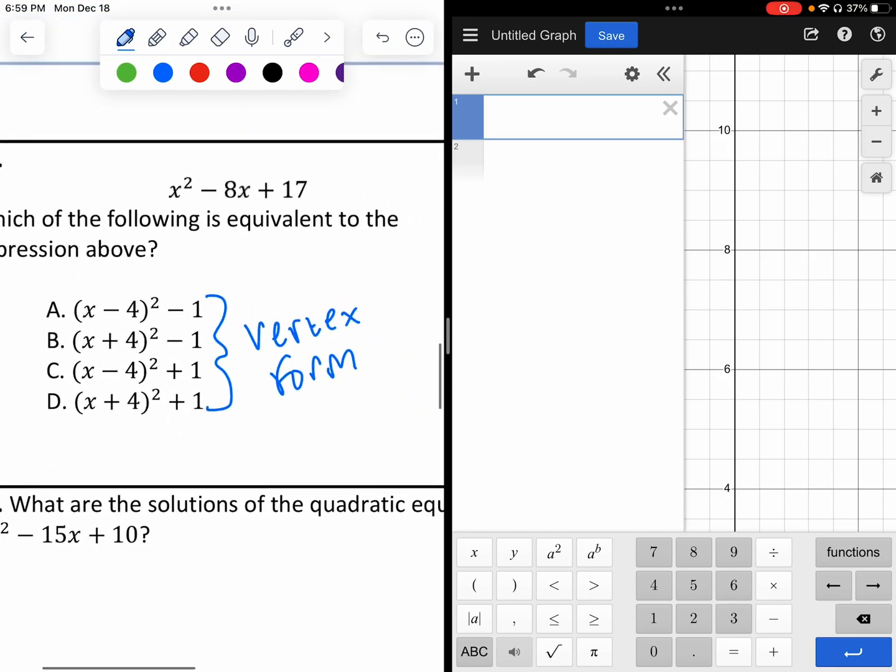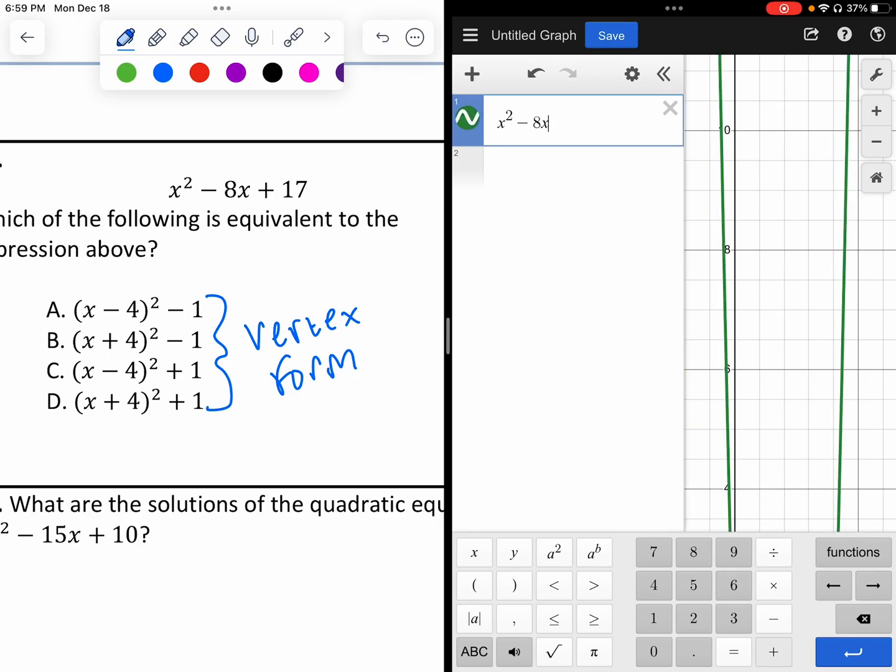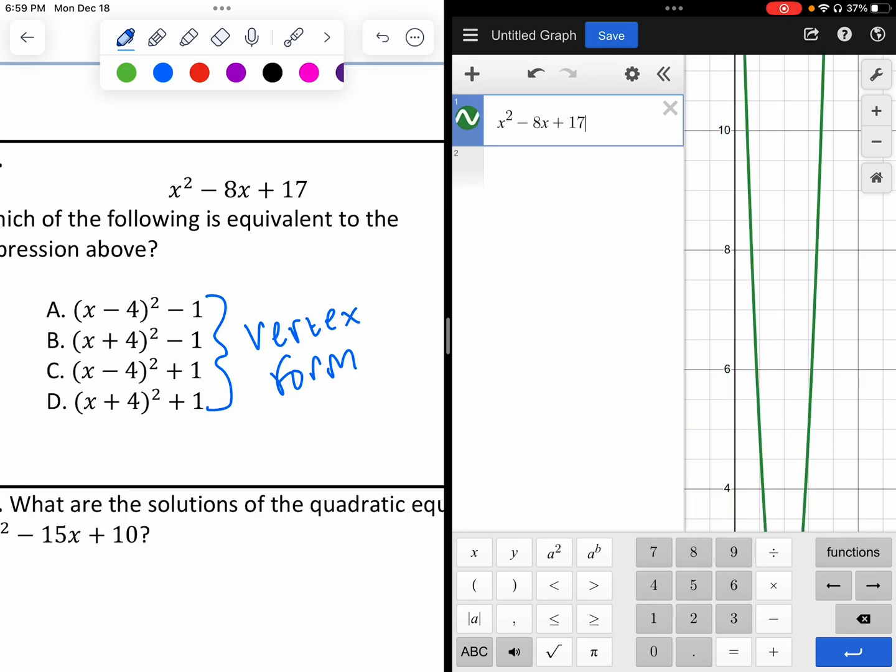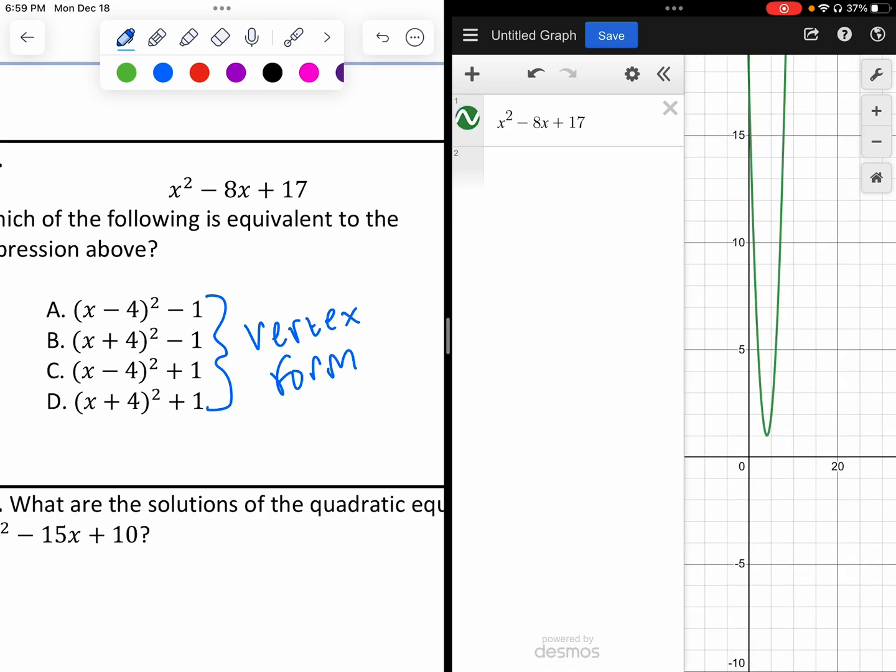Okay, so I'm going to have x squared minus 8x plus 17. There we go. Okay, so my vertex is at (4, 1). Now, I can immediately eliminate A and B because they have a negative 1 as part of their vertex. But now I need to figure out which 4 to choose.